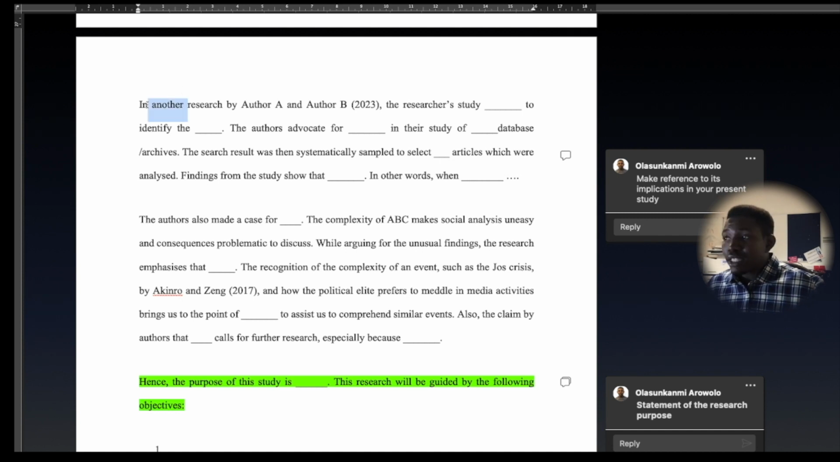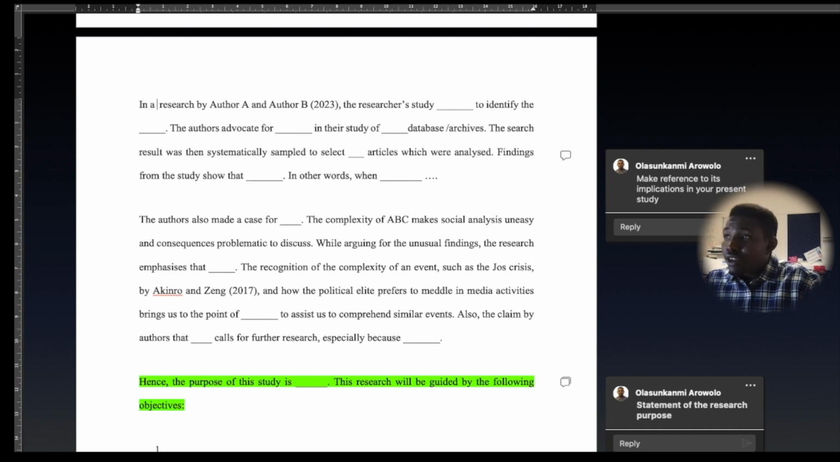So take for instance, in this paragraph, I've said that in another research, if you're starting off, you can say, in a research by author A, author B, the researchers studied such and such to identify such and such, and then the author advocates for this. And in their study of a database, or in their review of literature, or in their analysis of primary data, the research results then follow, saying that it was systematically sampled, and so on. So in other words, you're meant to explain what exactly this means in your last paragraph.